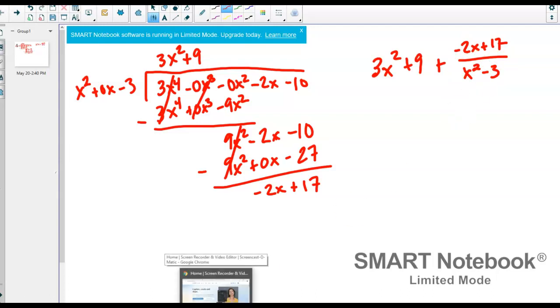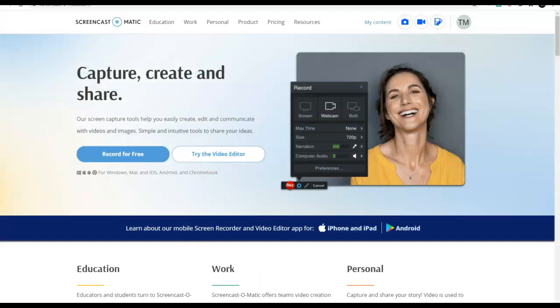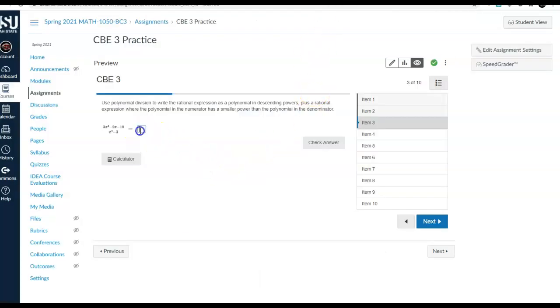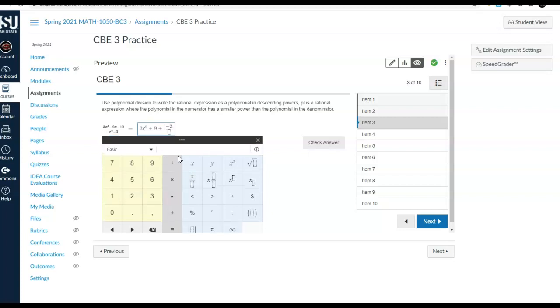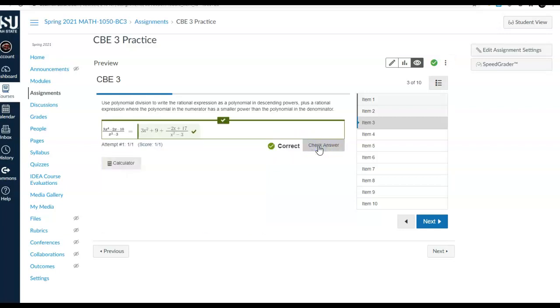So we're going to go type that in. Just got to write it down here. Okay. Here we go. So 3x squared plus 9 plus negative 2x plus 17 all over x squared minus 3. Bada bing, bada boom.